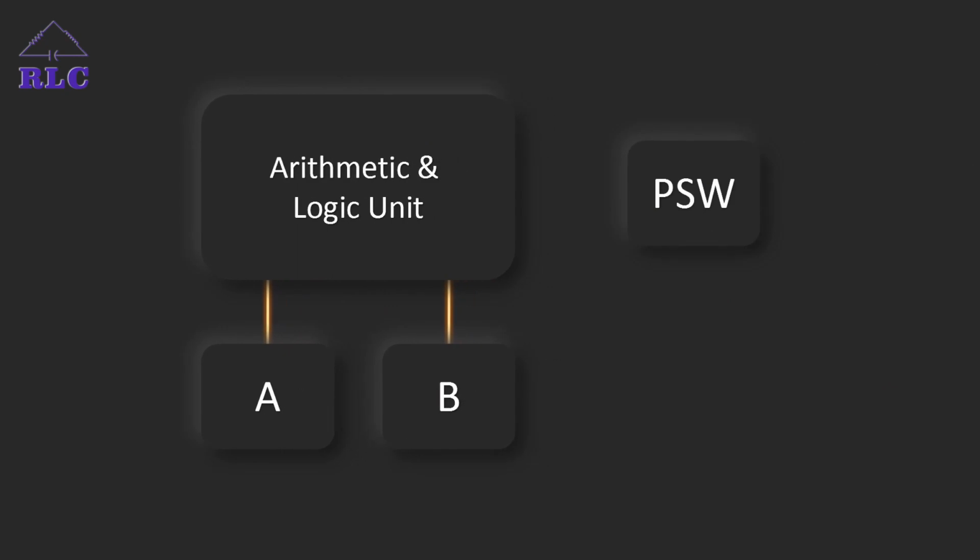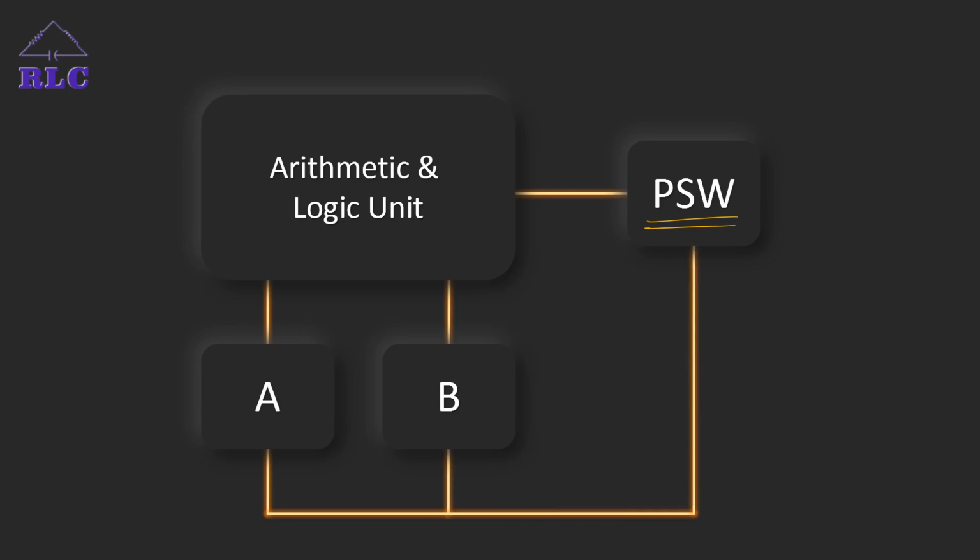This program status word register is directly connected to the arithmetic logic unit. That means whenever a carry or auxiliary carry is generated, those are reflected in the program status word. Now, how many ones are available in the A register can be identified with the parity bit present in the PSW register. So the A and B registers are also connected to the program status word.